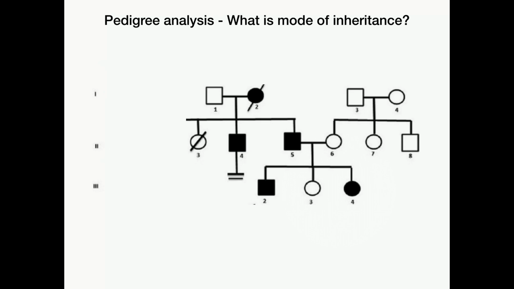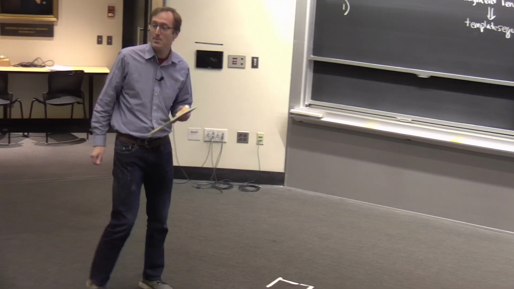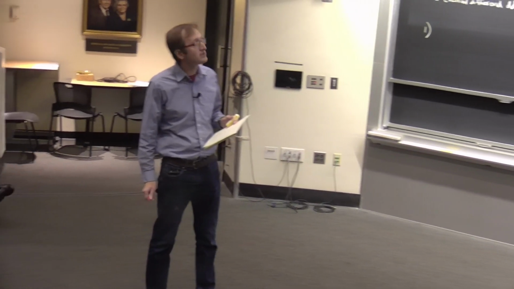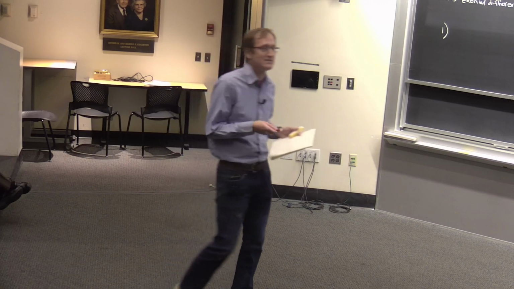So everyone understand my logic? Yes, Carlos. Why is 2 and that looks like 3 on the next line, why are they crossed out? I think they're deceased. Yes.